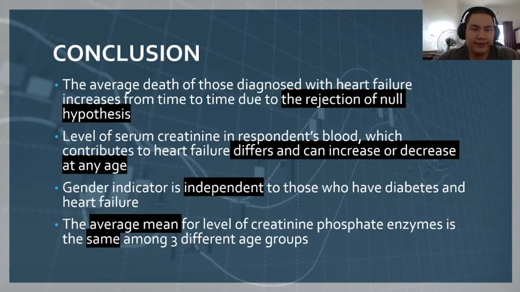And also from the chi-square test, we can say that the gender indicator is independent of those who have diabetes and also heart failure. And last but not least, from our ANOVA test, we can say that the average mean of the level of creatinine phosphate enzyme is the same among 3 different age groups, which means that there is no difference and the rate of the enzymes is the same for the age groups.